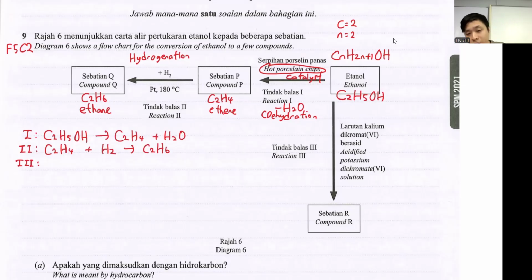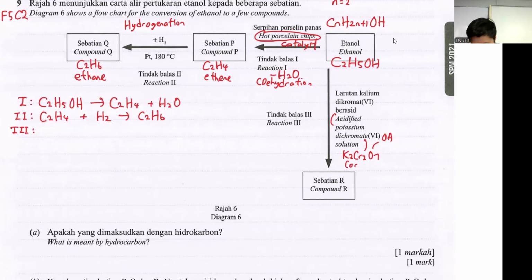now react with this oxidizing agent. This oxidizing agent is called acidified potassium dichromate(VI) solution. This is K2Cr2O7. Originally is what color? This is an oxidizing agent. Originally is orange. Orange color. Purple one is KMnO4. Many students got trapped. Purple one is acidified potassium manganate(VII) solution. This is acidified potassium dichromate(VI) solution.